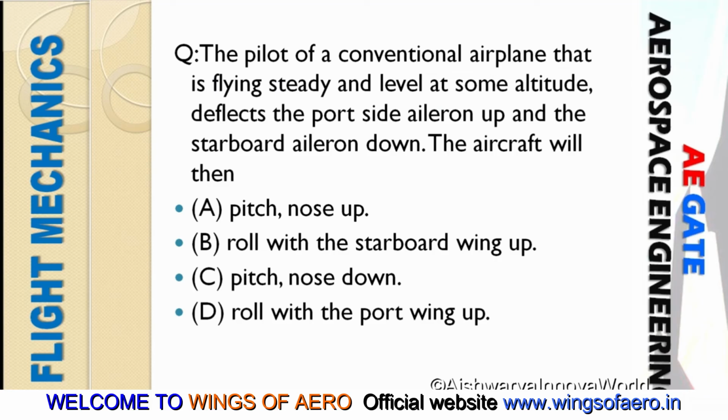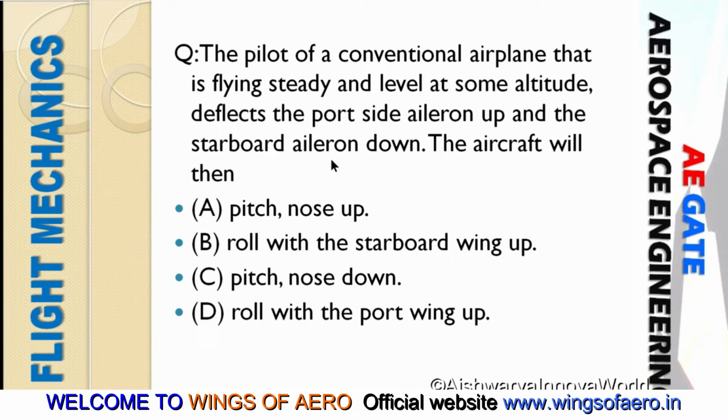The pilot of a conventional airplane that is flying steady and level at some altitude deflects the port side aileron up and the starboard aileron down. The aircraft will then: A, pitch nose up; B, roll with the starboard wing up; C, pitch nose down; D, roll with the port wing up. So first, when you get a question with these 4 options, you have to spot how you can ignore some options.